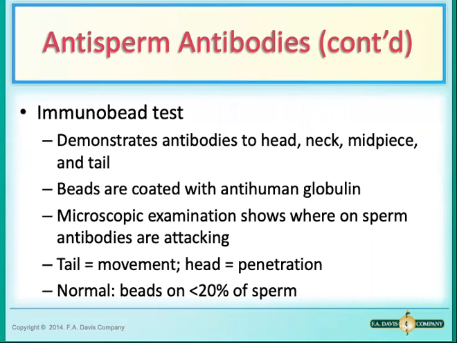The immunobead test is a more specific procedure in that it can be used to detect the presence of IgG, IgM, and IgA antibodies, and it demonstrates which part of the sperm, either the head, the neck, the midpiece, or the tail, is being affected by the autoantibodies.